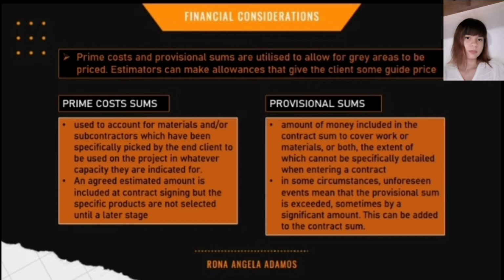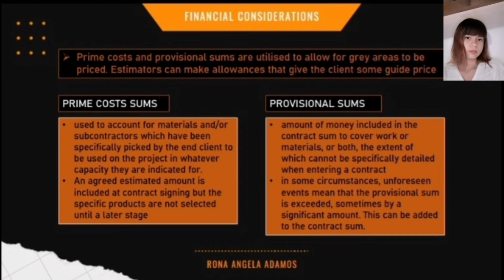It is difficult to accurately quote a job when the job brief is still vague, and contractors won't be able to provide a fixed price. That is why prime cost and provisional sums are utilized to allow for gray areas to be priced. Estimators can make allowances that give the client some guide price.